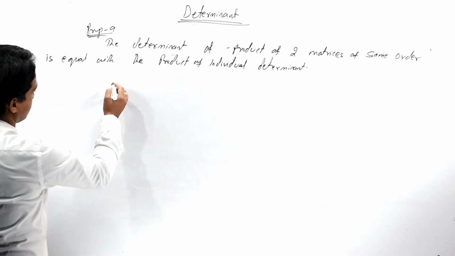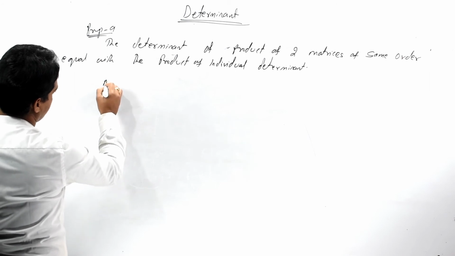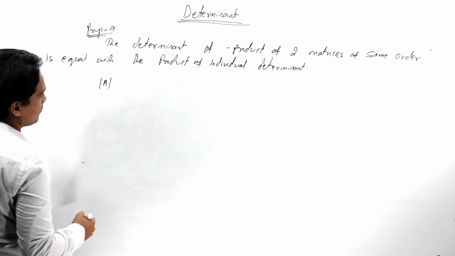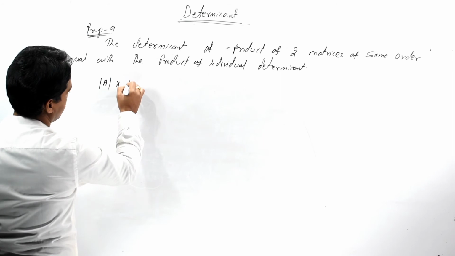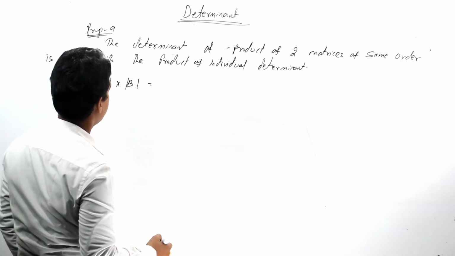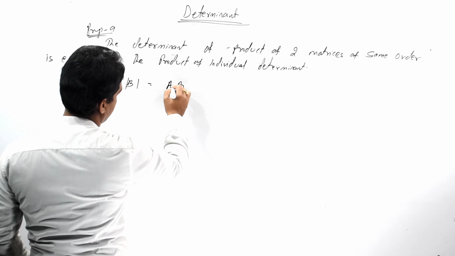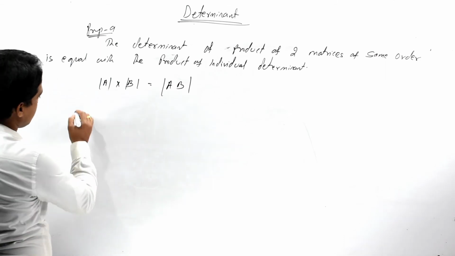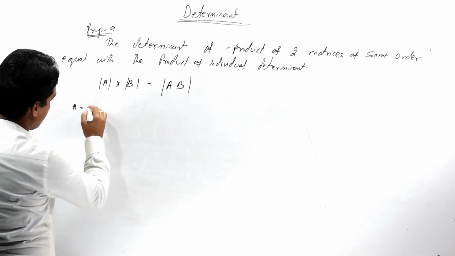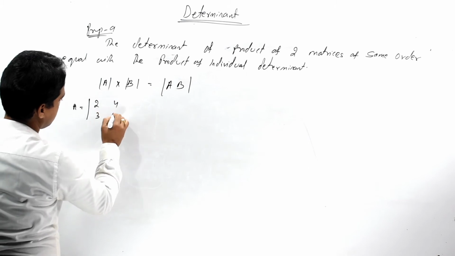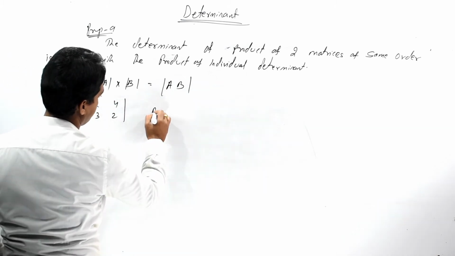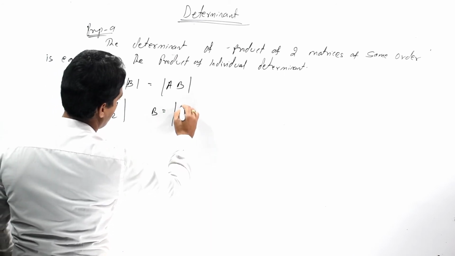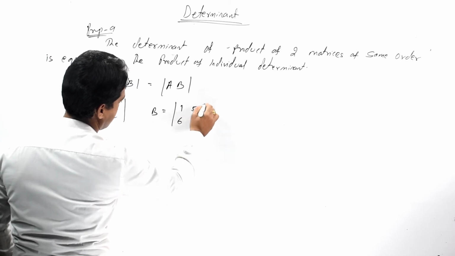That means the determinant of A into determinant of B is equal to the determinant of AB. So let's take an example. Suppose A is the determinant of 2, 4, 3, 2 and B is the determinant of 1, 5, 6, 3.